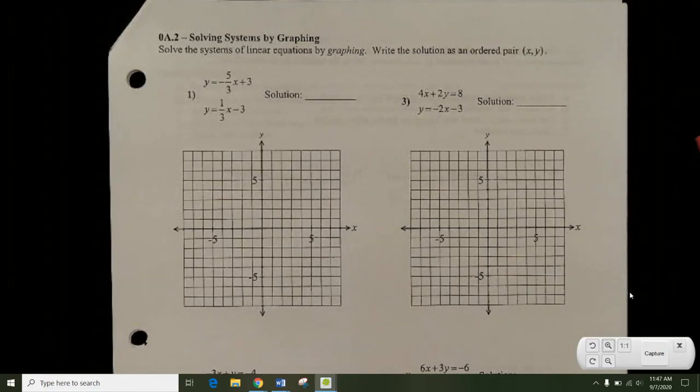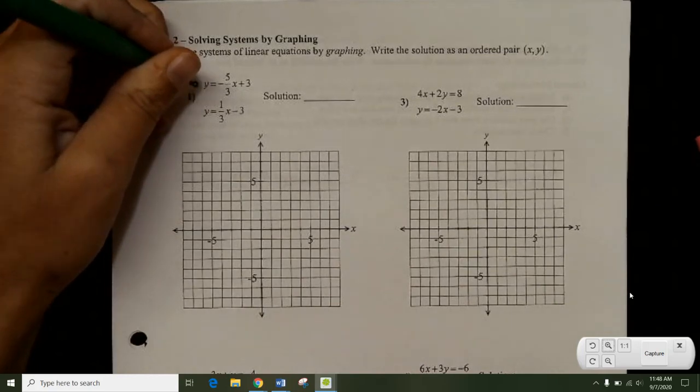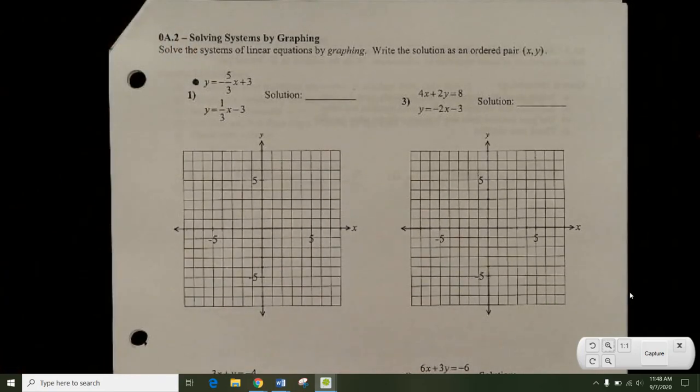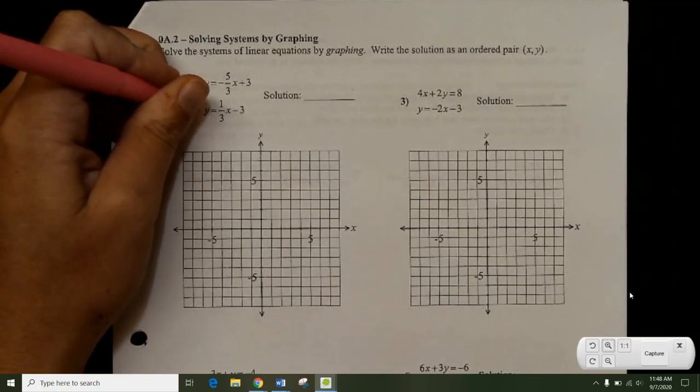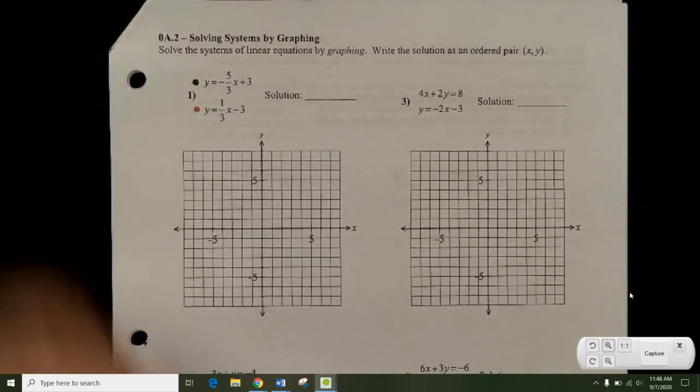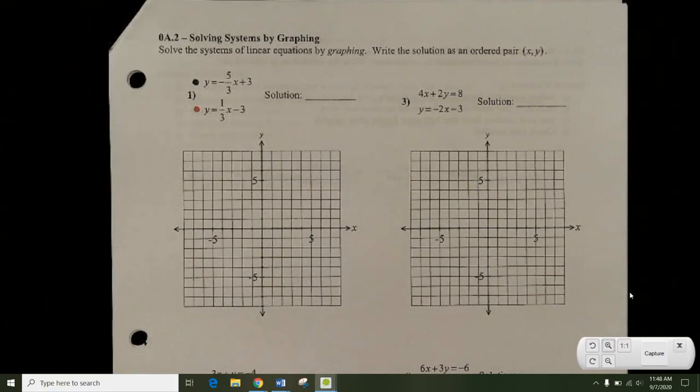So what we're doing in solving by graphing is we're given two equations. So I have y equals negative 5/3 x plus 3, and I have y equals 1/3 x minus 3. Now you notice I just color coded those with two different colors so that you could see my lines clearly and be able to differentiate between each one.